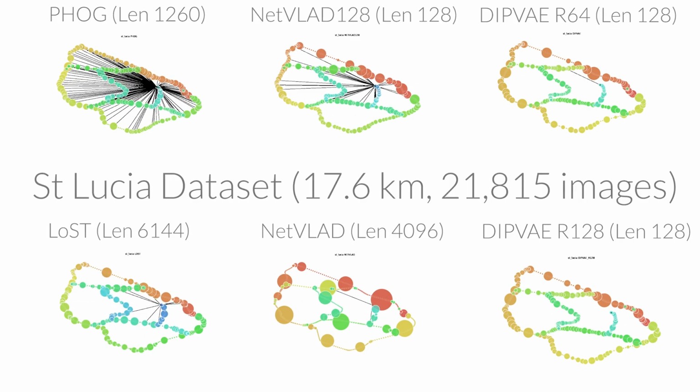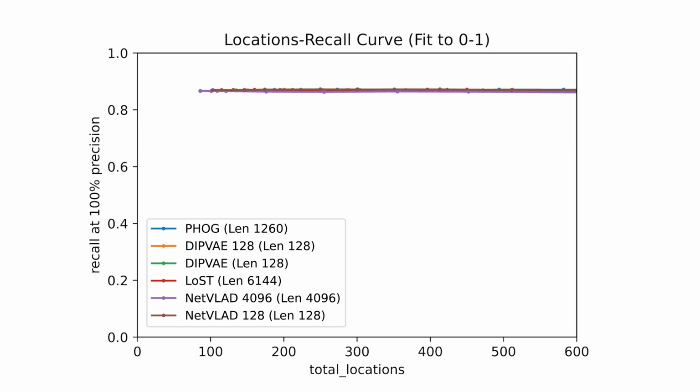locations. Since the bounds and the scale of the new node threshold vary significantly for different global descriptors, we plot the recall at 100% precision against the total number of locations instead. Each dot in this graph represents a mapping process with a certain threshold, mapped against the total number of locations obtained.